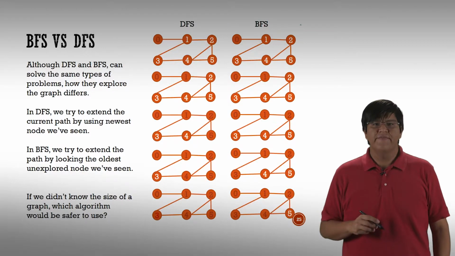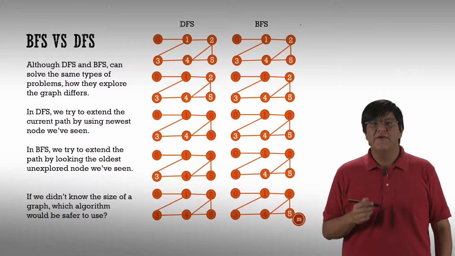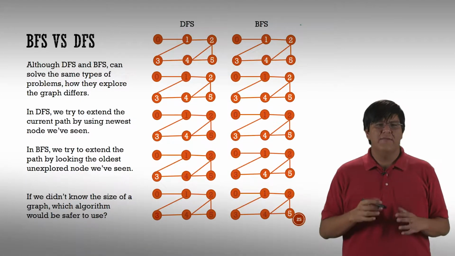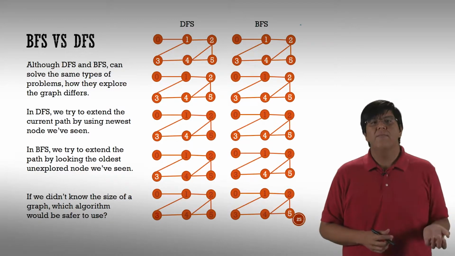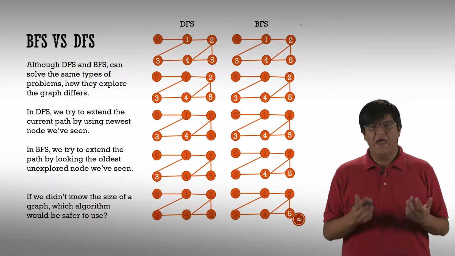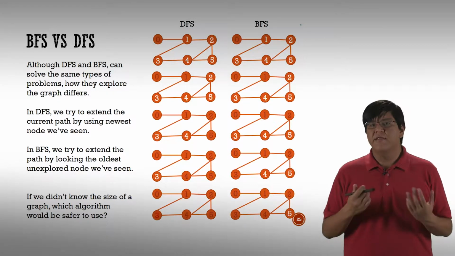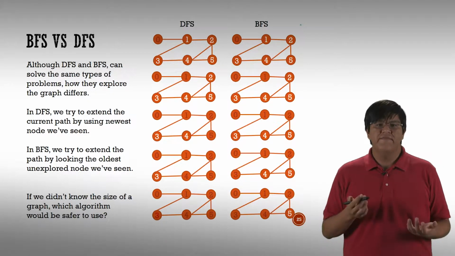Hey folks, in this video I want to talk a little bit about BFS versus DFS, so depth first search versus breadth first search. Overall, they are solving the same problem: how do I get from one point to another point in a graph? If I have nodes A and B somewhere in my graph, I just want to know, are they connected or not? Both DFS and BFS will find me that answer.